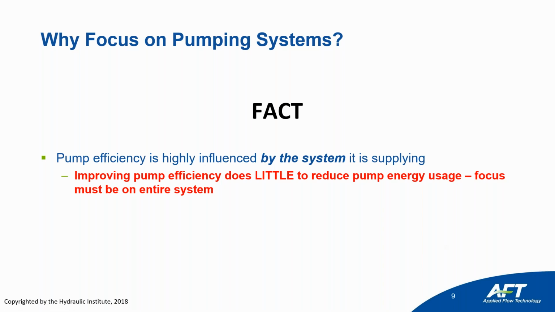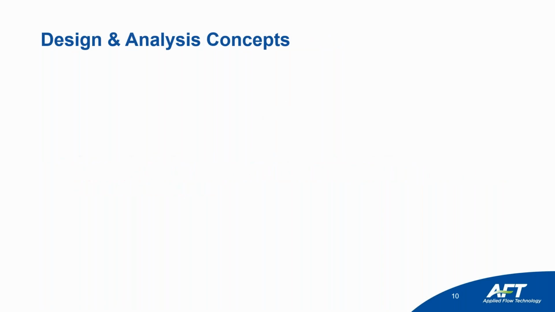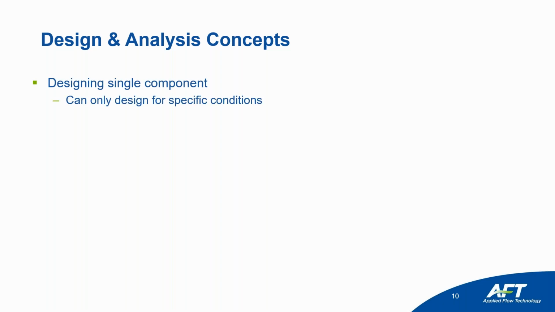But if you were to focus on designing a system that can operate more efficiently and more reliably from the design point of view, then you're going to be able to have much better impacts in the long run. So let's talk a little bit about concepts relating to design versus analysis. Designing a single component is not really the greatest approach to take, because you can only design it for specific conditions, and it makes it really difficult to see how it's going to impact the rest of the system.